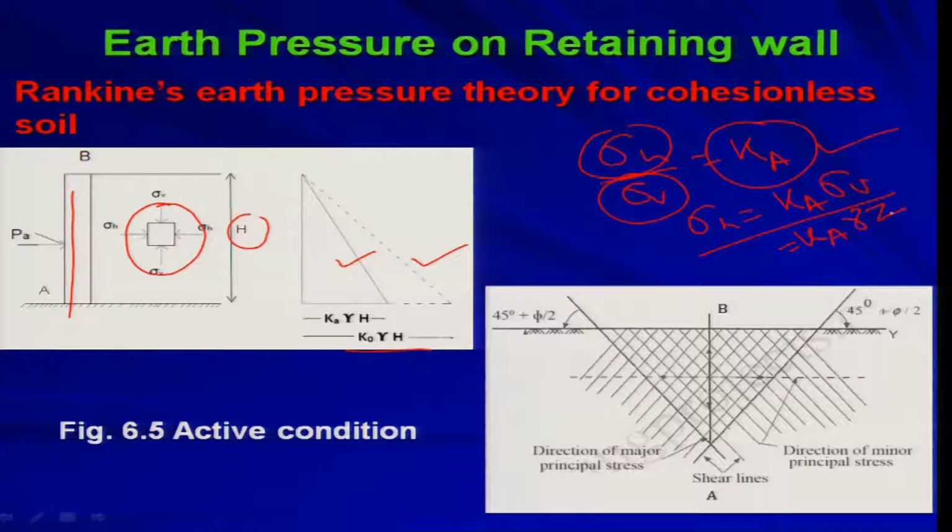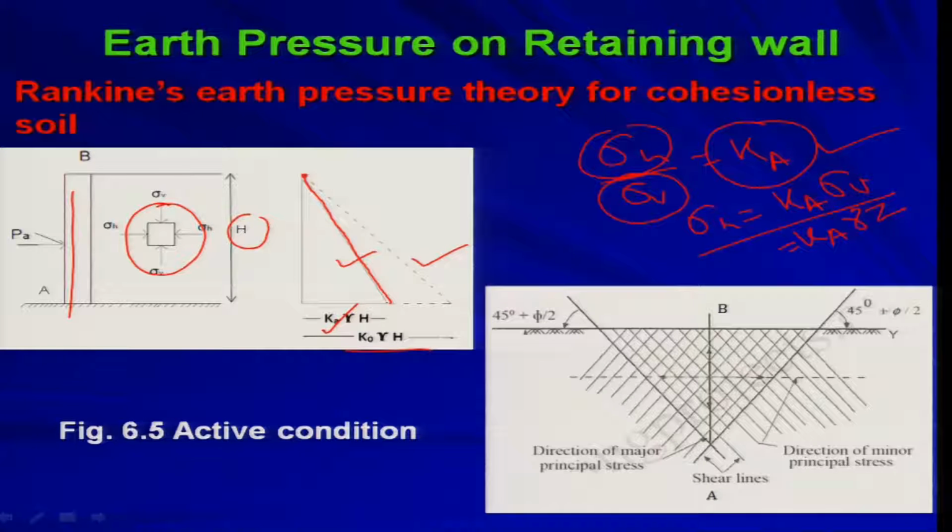At z equal to 0, sigma h at active condition will be 0, same as the rest condition. When z equal to h, sigma h will be Ka into gamma into h, as written here. The variation is linear. So, this is the variation of the active earth pressure, which will be lesser than the earth pressure at rest condition, but it will always be linear.